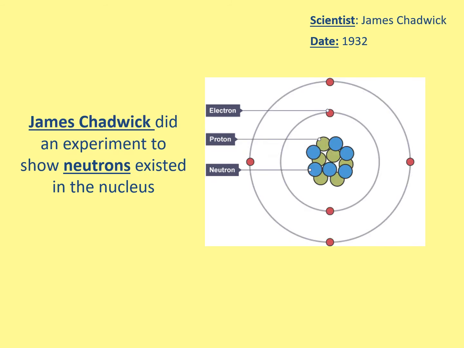Lastly, a scientist called James Chadwick did an experiment to show that neutrons existed. And now we've got a model of the atom that contains shells, it's got a nucleus, and that nucleus contains protons and neutrons. So this is the model that we have today. And the very last thing to be discovered was the neutrons. And you do need to know that scientist's name. His name was James Chadwick.